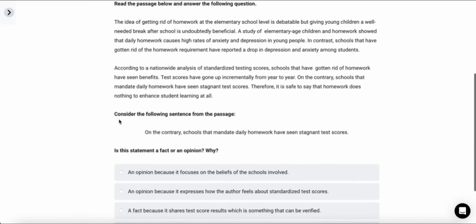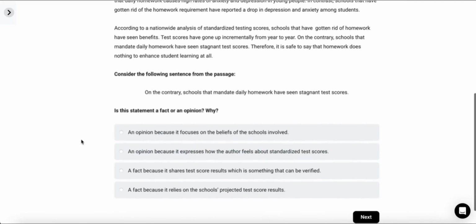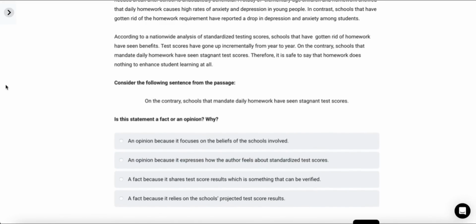Let's look at this question. Consider the following sentence from the passage. On the contrary, schools that mandate daily homework have seen stagnant test scores. Is this statement a fact or an opinion? Why? An opinion because it focuses on the beliefs of the school involved. There's nothing in this sentence that leads us to believe that it's referencing an opinion about the stagnant scores.